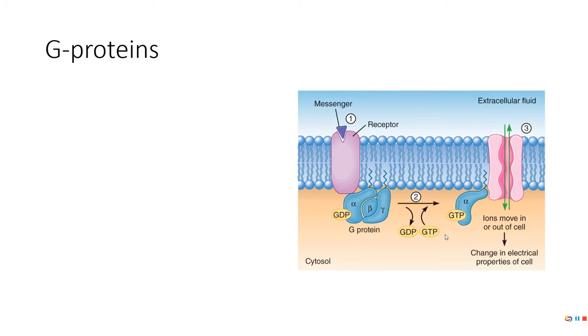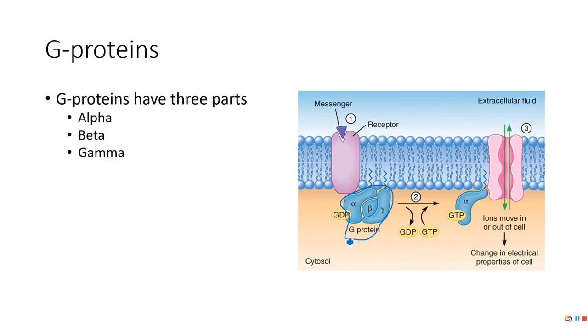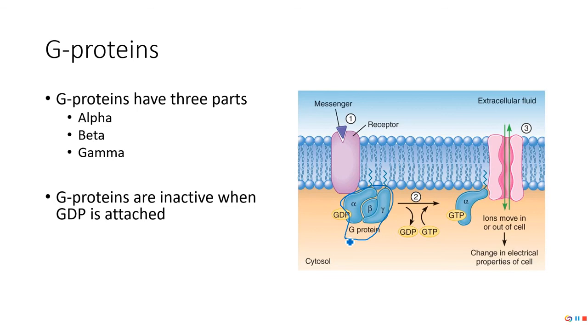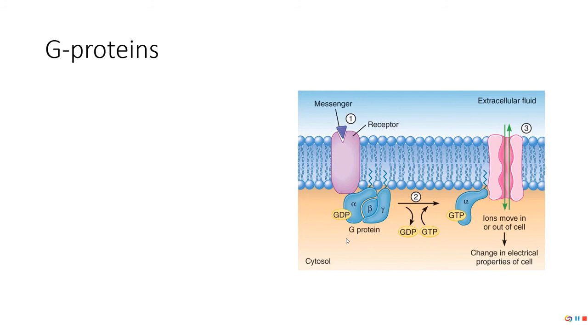So G proteins, this is a G protein right here. Notice that it's got three parts, and I often jokingly refer to it as a sorority: alpha, beta, and gamma. When alpha, beta, and gamma have a GDP attached to them, that G protein is considered inactive. However, when GDP is replaced by GTP, the GTP basically turns the G protein on. So how does this whole process work?